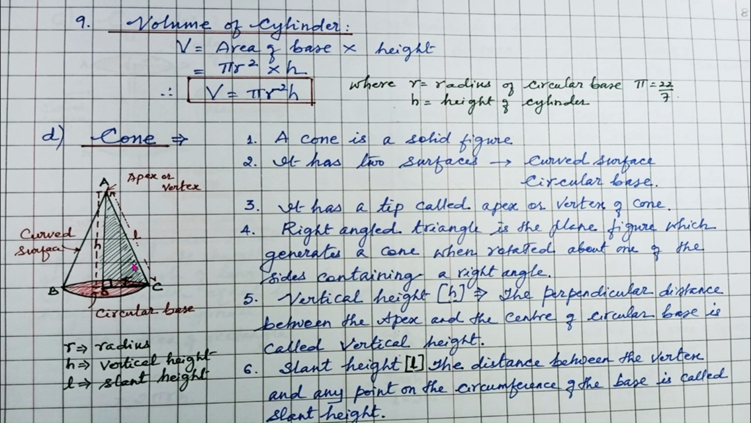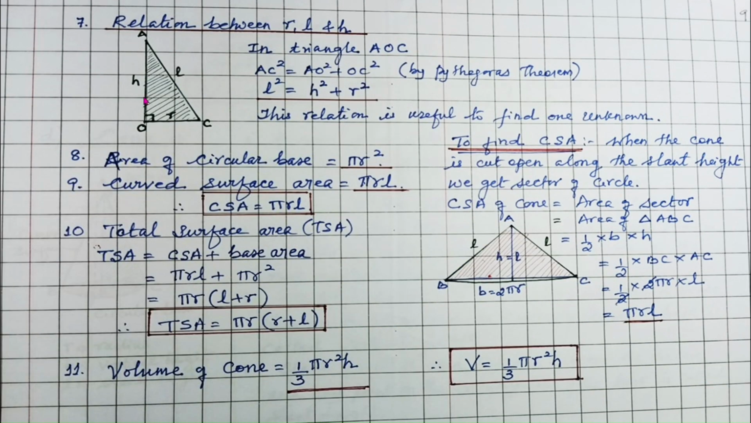Now we can also establish the relation between the vertical height, the slant height and the radius of a cone. So let us understand how. If you take the triangle here, L is the slant height, h is the vertical height, r is the radius. Applying the Pythagoras theorem, we get L squared is equal to r squared plus h squared, and it is a very important relation to find one unknown when the other two are known to us.